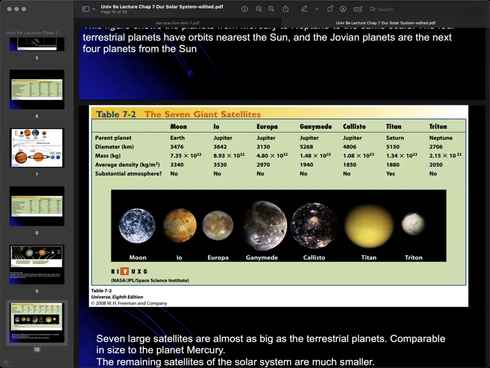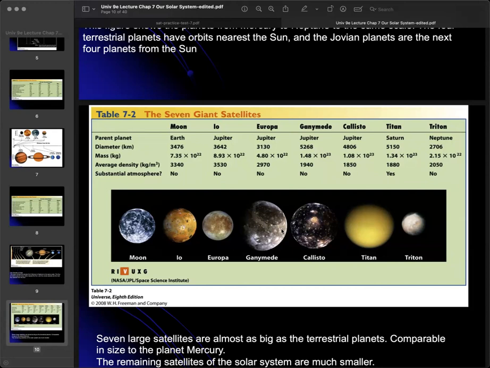After Callisto in size, the next one is actually Titan, which is bigger than Callisto. Titan is a moon of Saturn, and its equatorial diameter is 5,150 kilometers. Then there's Triton, which is a moon of Neptune. There are those masses mentioned, and there are those densities.